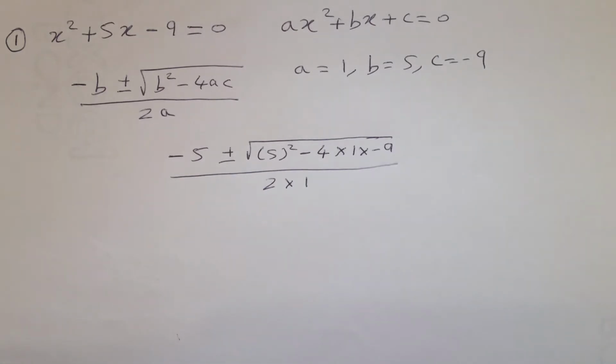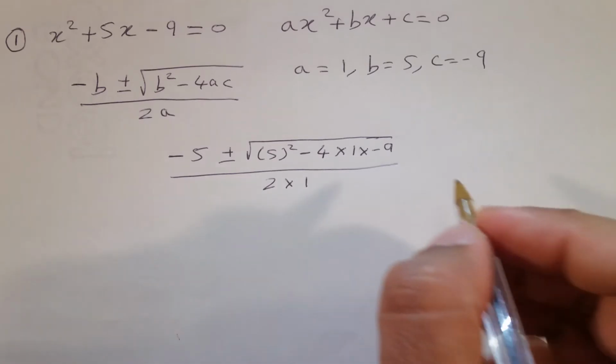Nice and easy. First make sure what a, b and c are, then put them in the formula. It's good to always write the formula: minus b plus minus root b squared minus 4ac over 2a. So as you see, I put minus 5 plus or minus root 5 squared minus 4 times 1 times minus 9. Make sure you take the signs properly, over 2a.